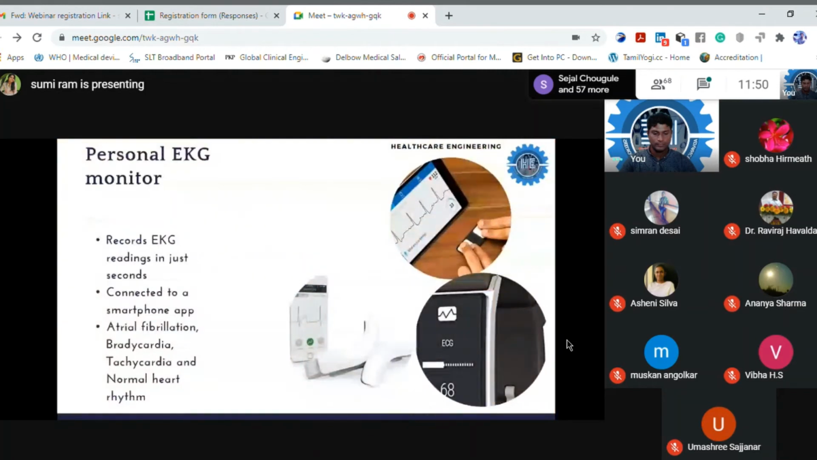The next device is the personal EKG monitor. This personal EKG monitor records EKG recordings in just 30 seconds. It also detects atrial fibrillation, tachycardia, bradycardia or normal heart rhythms. This personal EKG monitor is connected to a smartphone app and data can be shared with the physician for instant review. So, with the use of this personal EKG monitor, there is no need for messy wires, patches or gels which we use in the normal ECG machines.